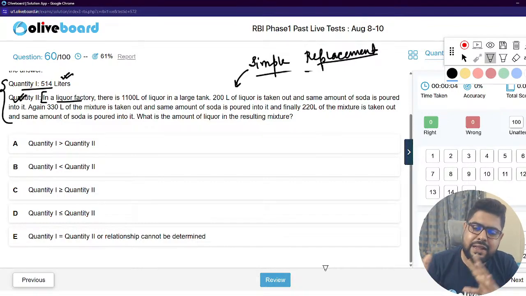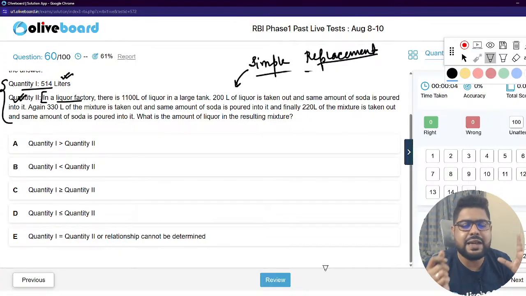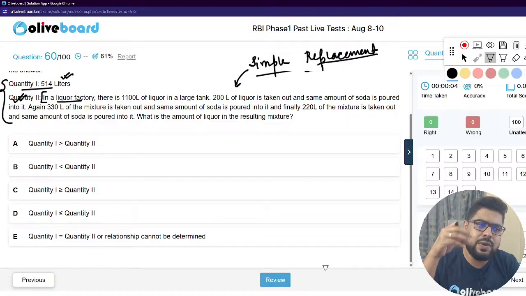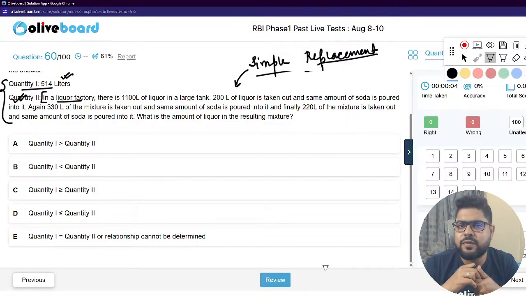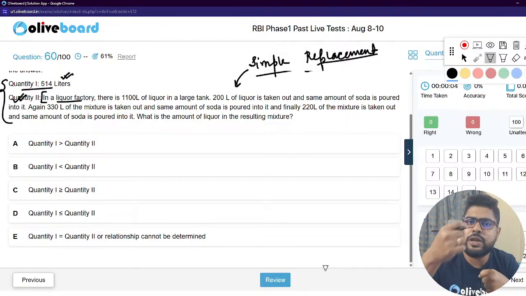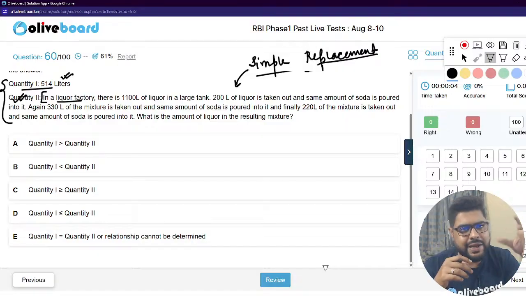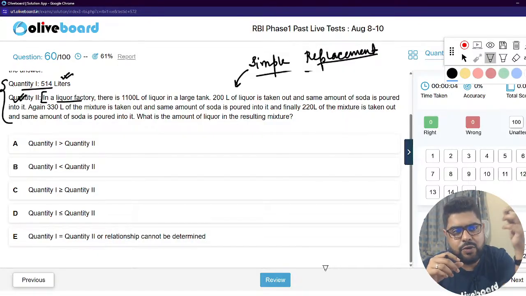But there is another way where the same question can become exponentially more difficult. If you are taking out say x liters or 10 liters, but you are putting in 20 liters, meaning you are taking out a certain quantity but putting back a different quantity.